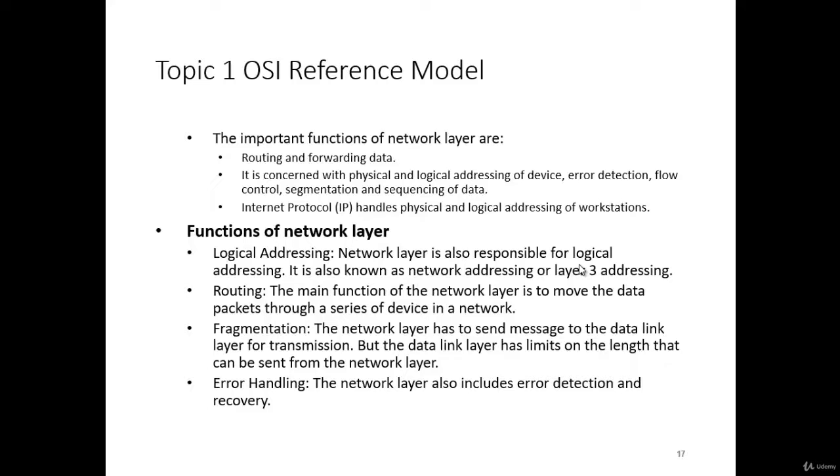a network. Fragmentation. The network layer has to send messages to the data link layer for transmission, but the data link layer has limits on the length that can be sent from the network layer. Error handling. The network layer also includes error detection and recovery.